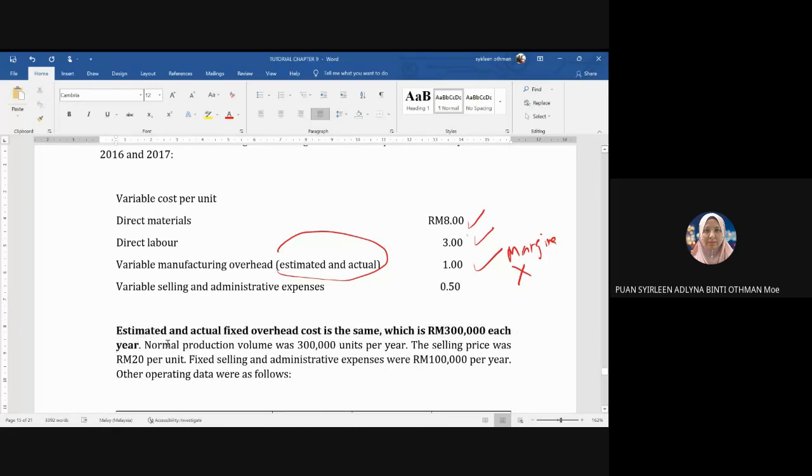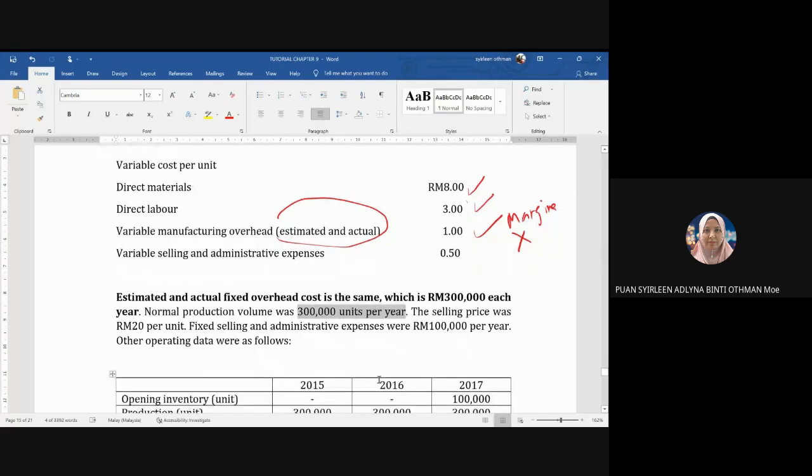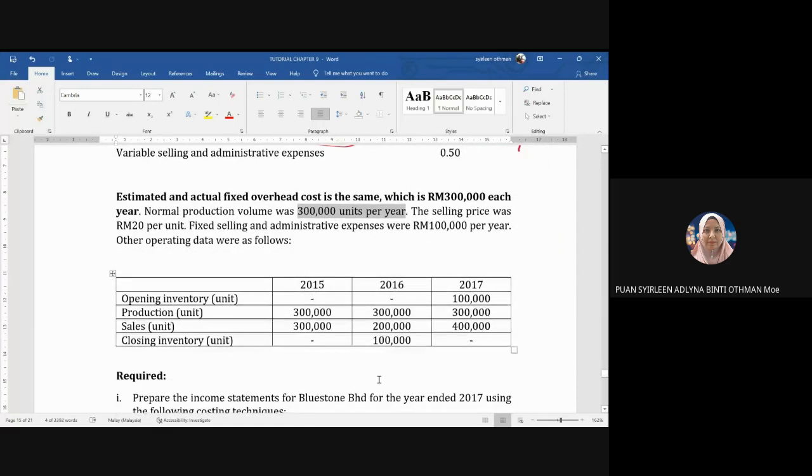Okay, lepas tu dia bagi normal production volume was 300,000 units per year. The selling price is 20 ringgit. Fixed selling and admin were 100,000 per year. So the operating data was as follows. So ini operating unit. Okay, untuk 2015, 2016 and 2017. Okay, so we are going to do for 2017.